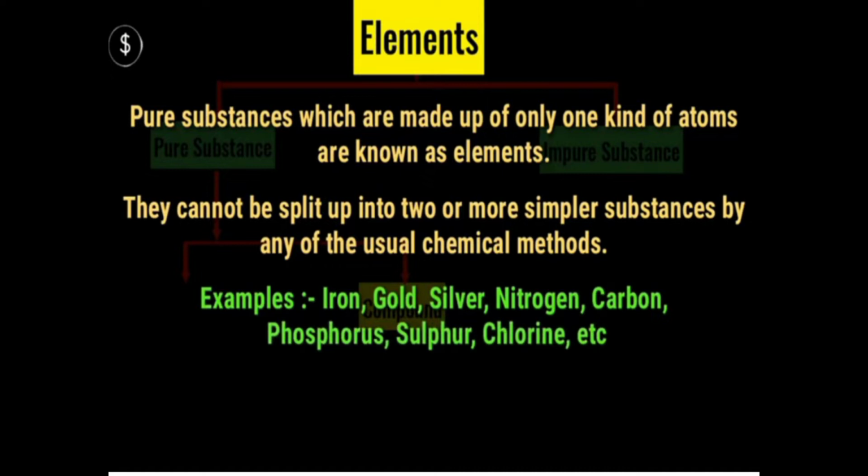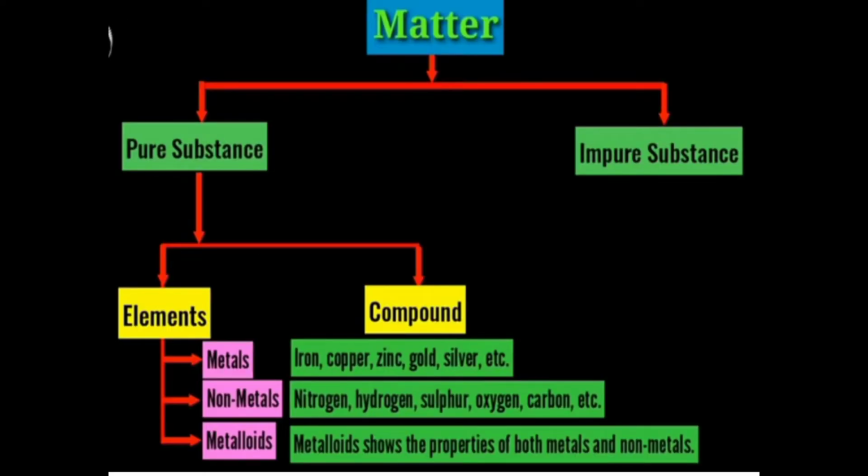If we take carbon, it is made up of only carbon atoms. Only one kind of atoms is present in elements. Then elements are further divided into 3 types: metals, non-metals and metalloids. Examples of metals are iron, copper, zinc, gold, silver, etc. Non-metals: nitrogen, hydrogen, sulfur, oxygen, carbon, etc. Metalloids show the properties of both metals and non-metals.